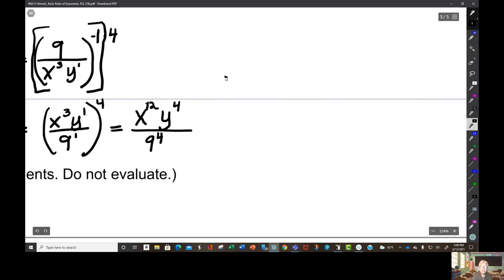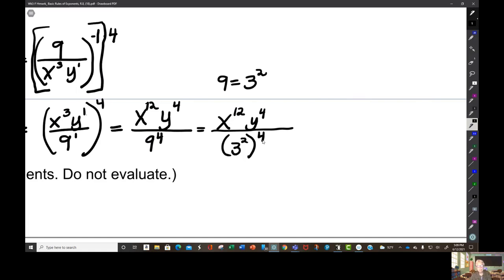Nine equals 3 squared. We all know that. So I can keep working on this. They're just trying to shake you up. There. Okay.